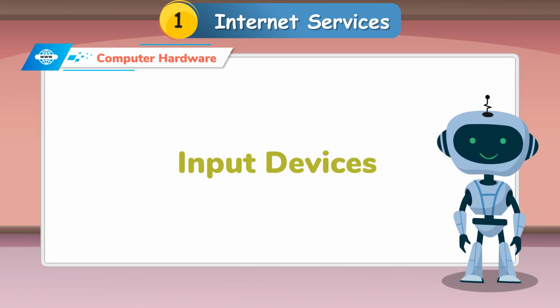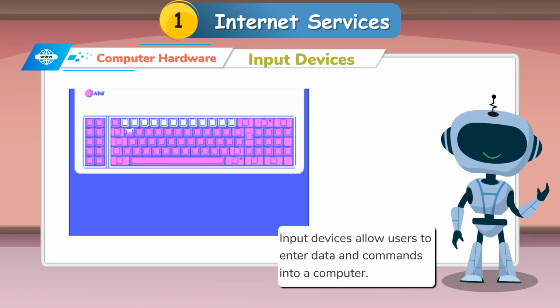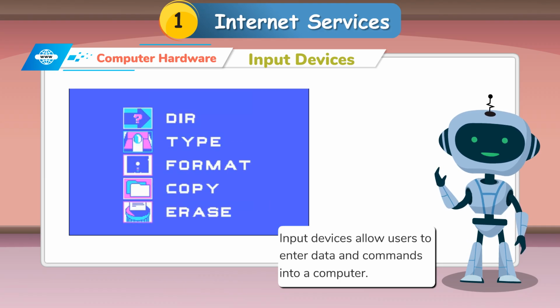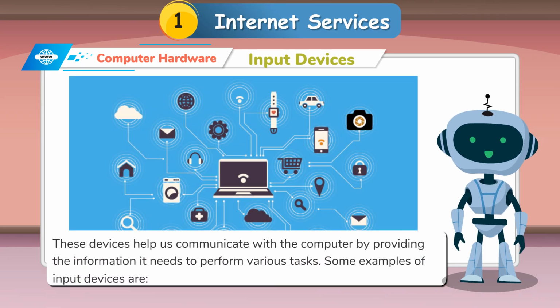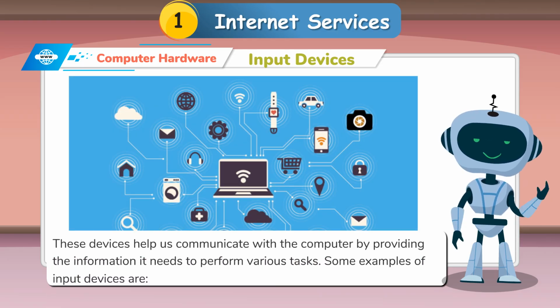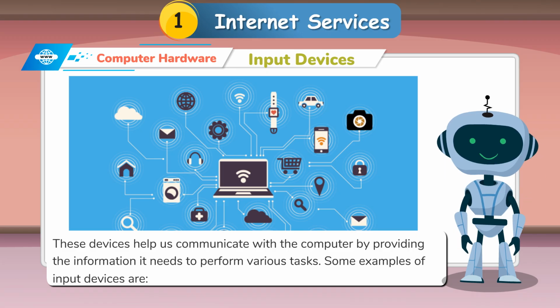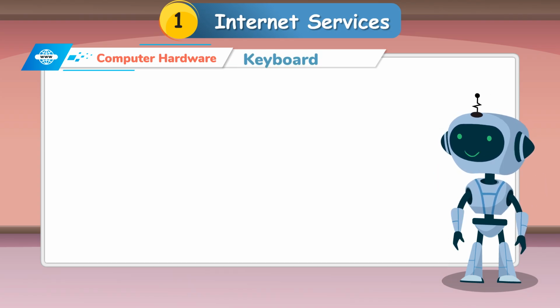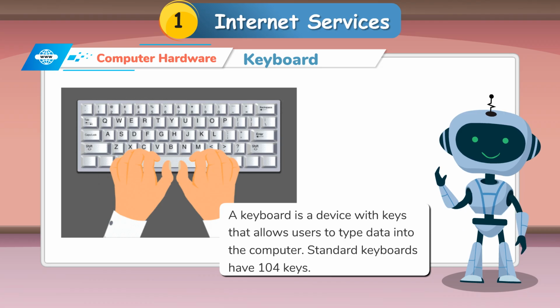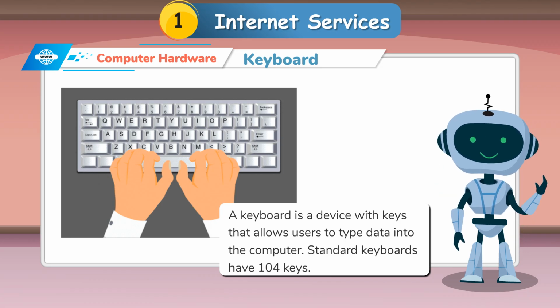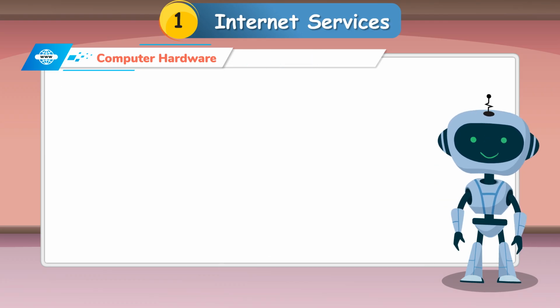Input devices. Input devices allow users to enter data and commands into a computer. These devices help us communicate with the computer by providing the information it needs to perform various tasks. Some examples of input devices are keyboard. A keyboard is a device with keys that allows users to type data into the computer. Standard keyboards have 104 keys.